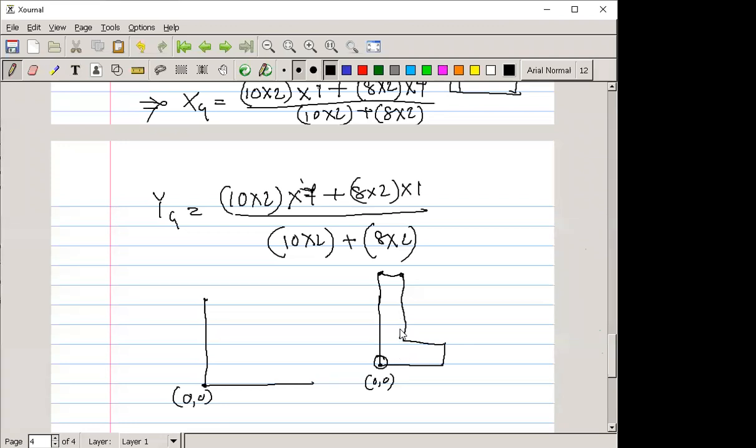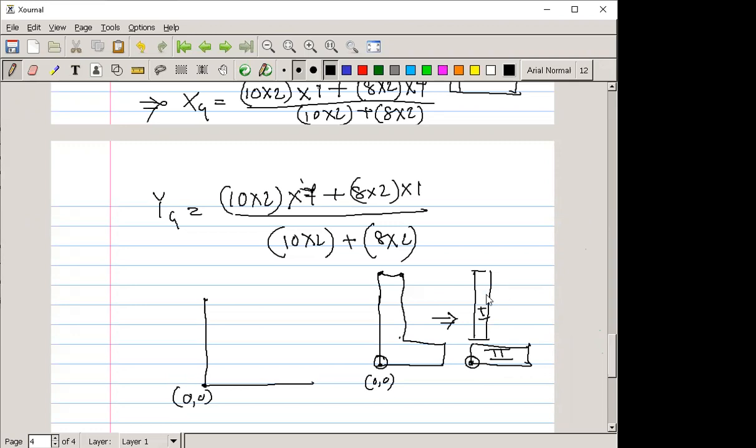This L-shaped question I divide into two segments. One is this segment, this is segment 1, and another one is this, which I have taken as segment 2. Is it clear? I divided the question into two segments, and this is your coordinate, right? This portion, same thing.